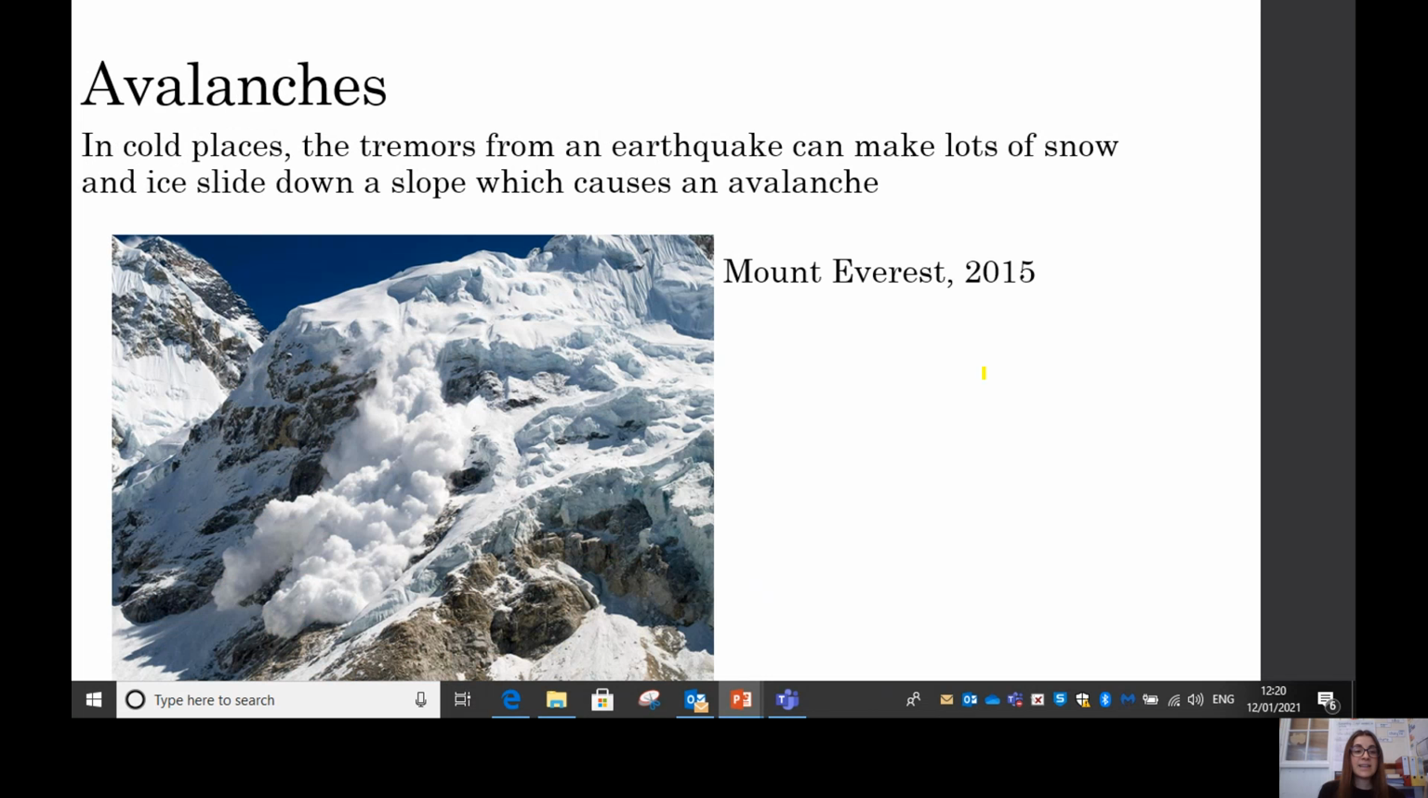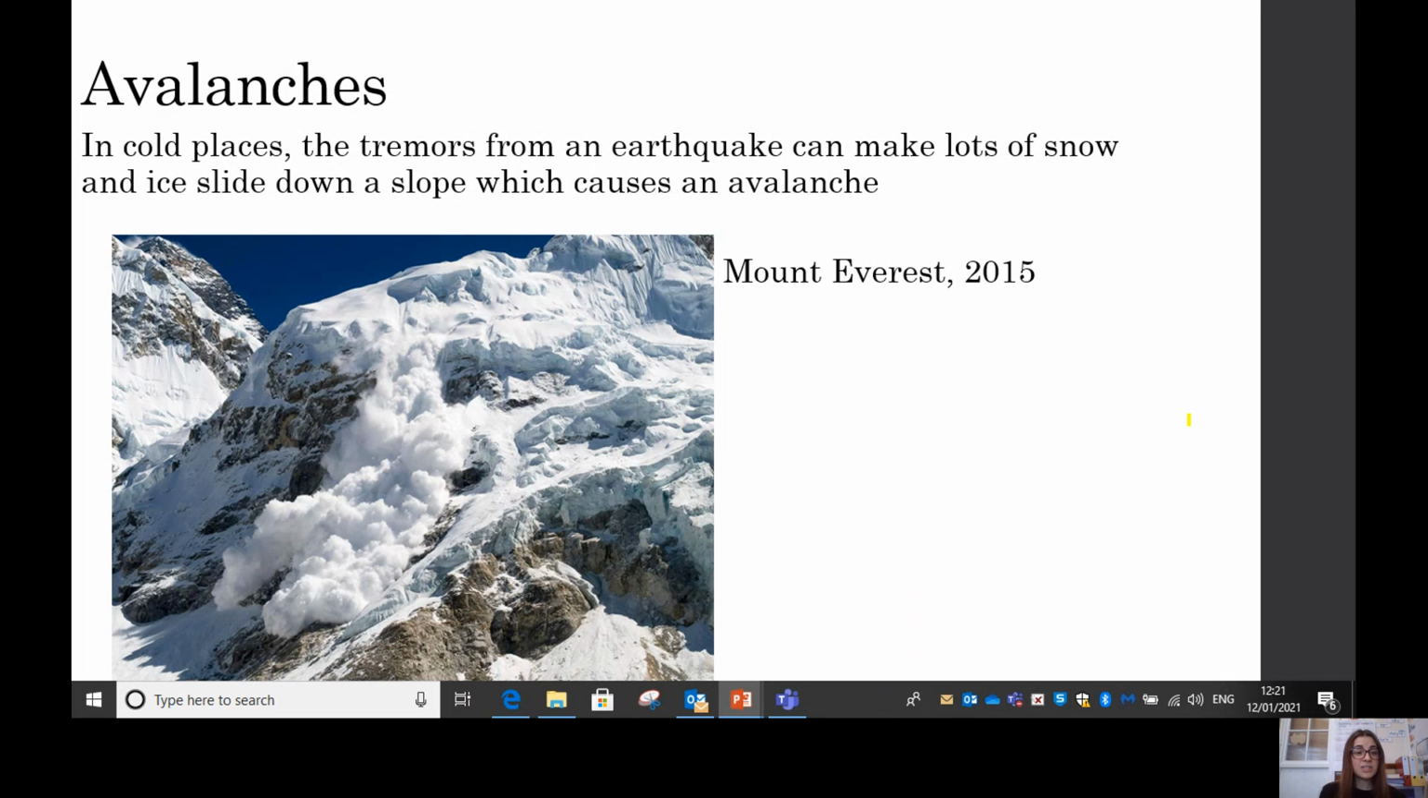Our next effect is avalanches. So in cold places, the tremors from an earthquake can make lots of snow and ice slide down a slope, which causes an avalanche. So this is showing us an avalanche that occurred on Mount Everest in 2015. So as you can see, lots of snow and ice began to tumble down the mountains. And it can be quite fast and quite a lot of ice and snow.